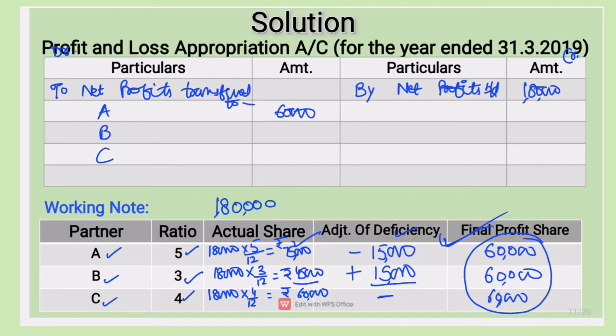A's share is 60,000, B's share is also 60,000, C's share is also 60,000. So this is how we are going to complete the question of guarantee of profits to a particular partner.